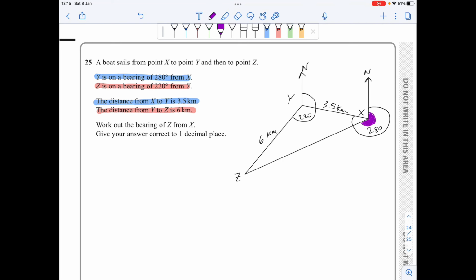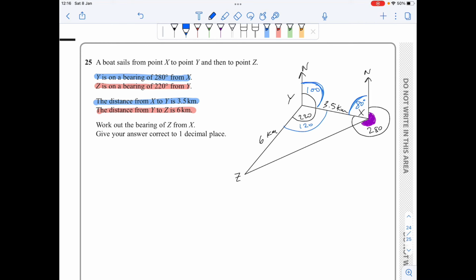In order to find this angle, first I will need to find the angle YXZ and subtract it from 280. There are some angles which I can find before doing any trigonometric calculations. Now this angle here is equal to 360 minus 280, which comes out to be 80 degrees. Next, these two angles here are interior angles, which means they add up to 180 degrees. So this is 100 degrees, which means that the angle XYZ, which is this one, is 220 minus 100, which is 120 degrees.